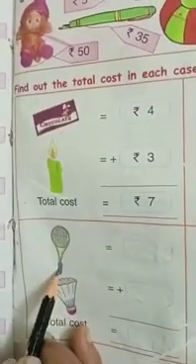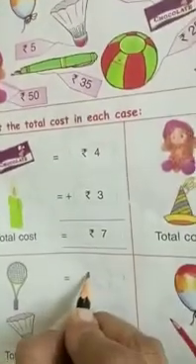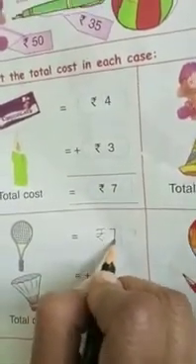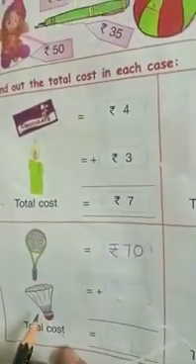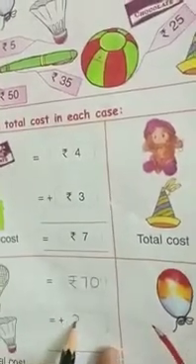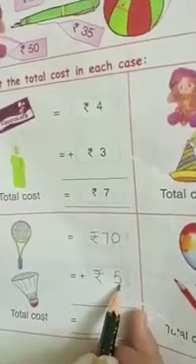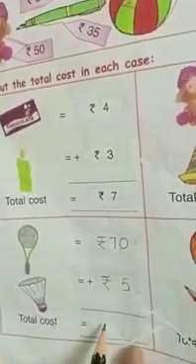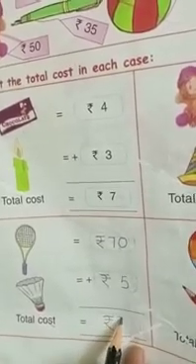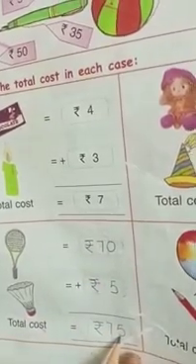Now next question. This is bat and the toy of this, the cost of this is rupees 70 and we will write here rupees 70, and its cost is rupees 5. Now 70 plus 5, 75. The total cost is rupees 75. 5 plus 0, 5 and 7, rupees 75.